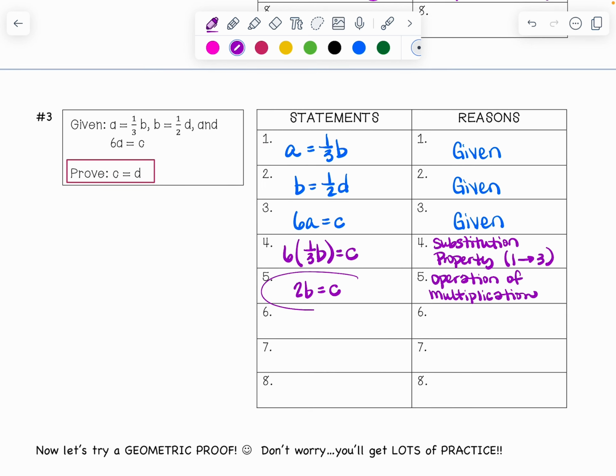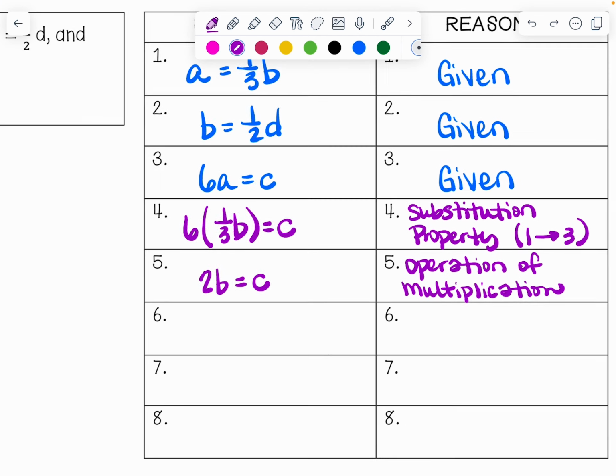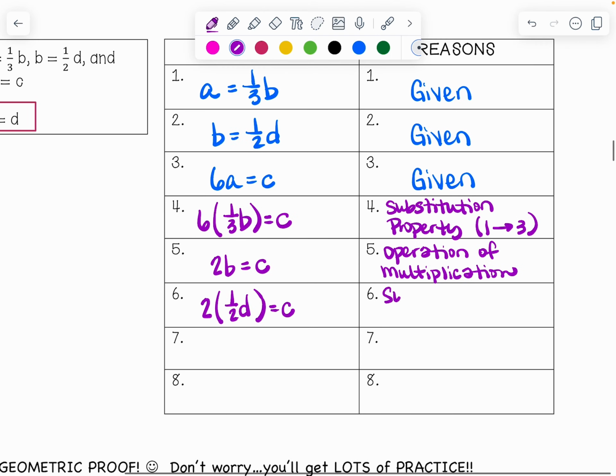All right, so I'm halfway there, right? I'm trying to get C's and D's, and I've got C's, but now I've got B's. So I need to get rid of the B's. Well, luckily for us, up here in step 2, they tell us that B is half of a D. So I can replace the B with a half D. So I'm going to write this as 2, and instead of B, I'm going to write half D equals C. Sorry, I lost my train of thought there.